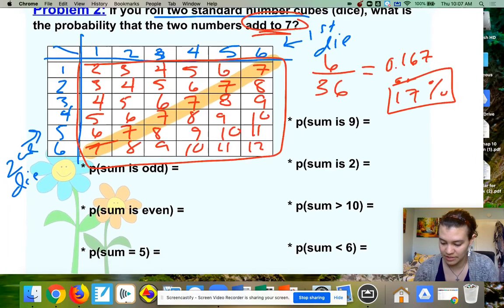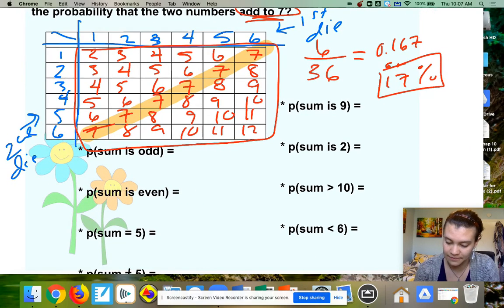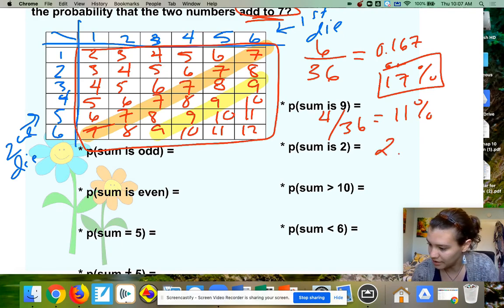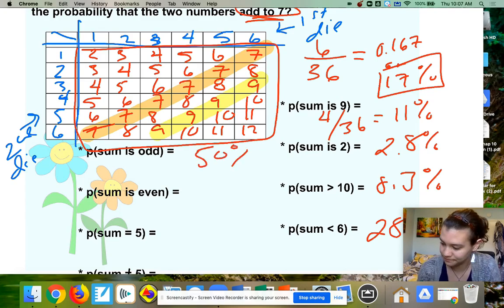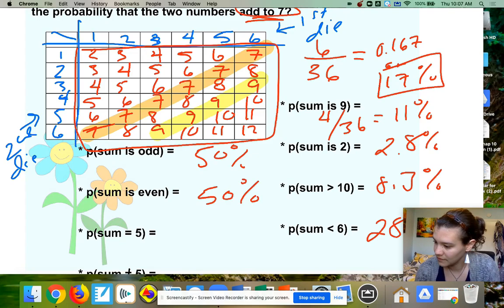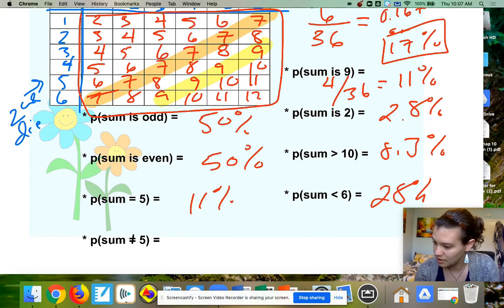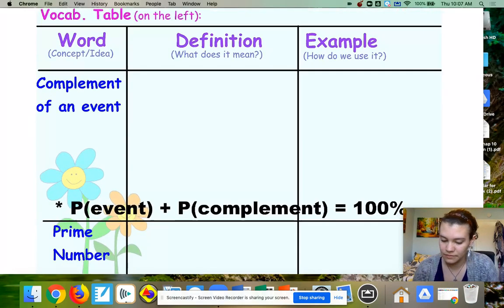So you can try some of these other ones if you would like. If you want to do a sum of 9, I'll switch my highlighter color. We want these. So there's 4 options. So you get 4 out of 36, which will give you 11%. And you can keep doing the same idea, count which ones you have. I'll put what the probabilities are if you want to check it yourself. But we're not going to go through all of them because it would take a long time. There they are.